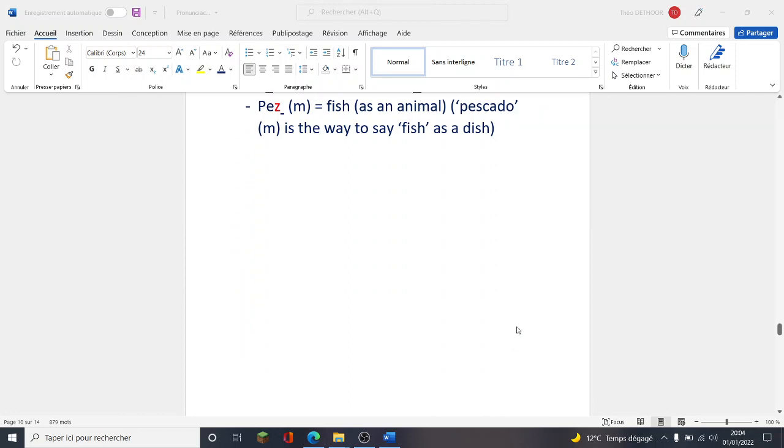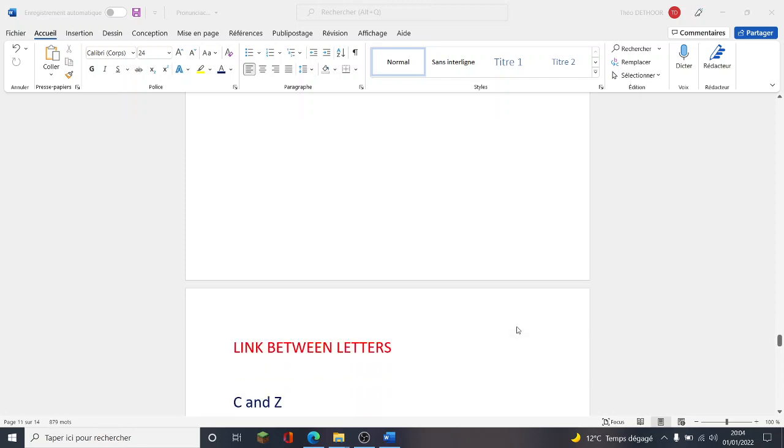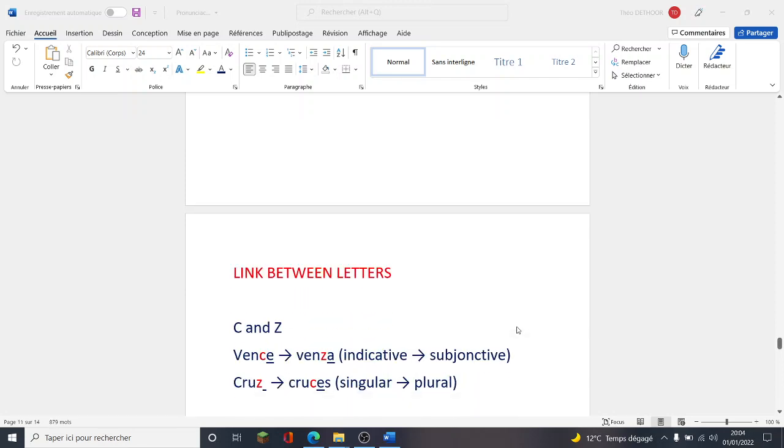Here we are for the alphabet, but what about the link between letters? We already saw a little bit about it, but let's explain more precisely how it works.